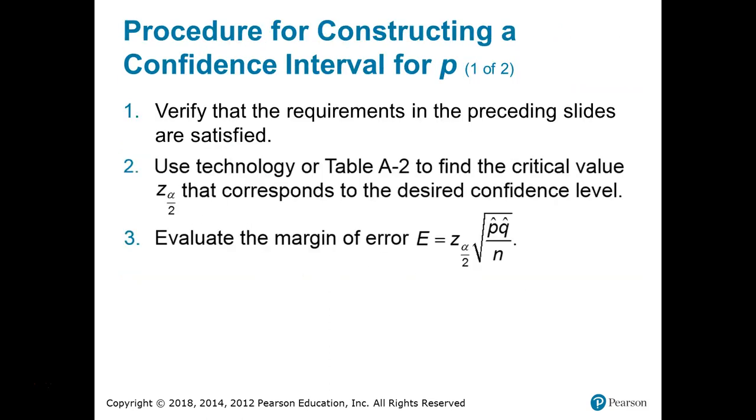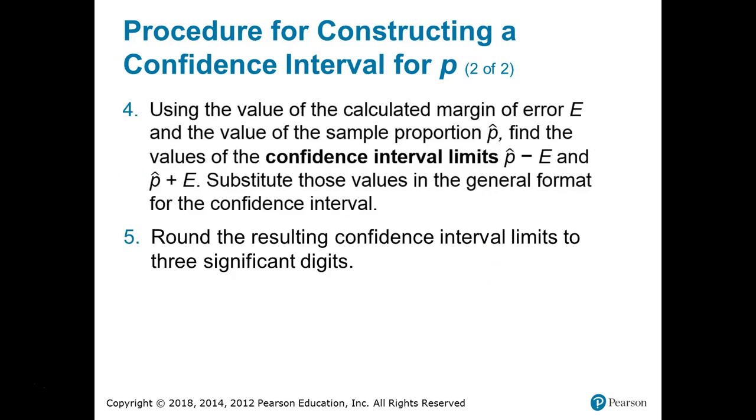Use technology or table A2 to find the critical value, or if it happens to be 90, 95, or 99%, you know those. Evaluate the margin of error, and then using the value of the calculated margin of error and the value of the sample proportion p hat, now we can create that confidence interval limit by the sample proportion minus the margin and the sample proportion plus the margin of error.